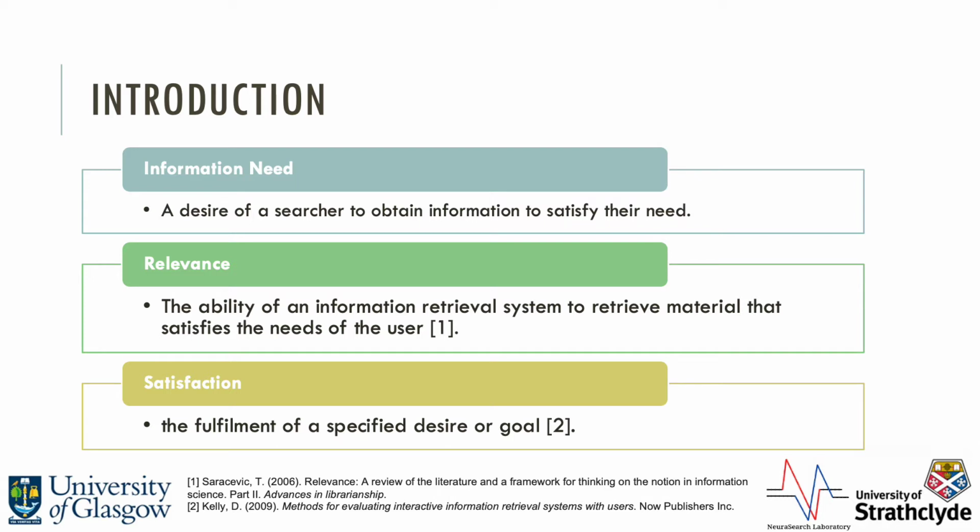The second element is relevance, which is the fundamental concept in information retrieval. It can be understood as the ability of an information retrieval system to retrieve material that can satisfy the needs of the users. In the information search process, the searcher needs to make relevance judgments on the documents individually regarding his previous experience. The last element is satisfaction of information need.